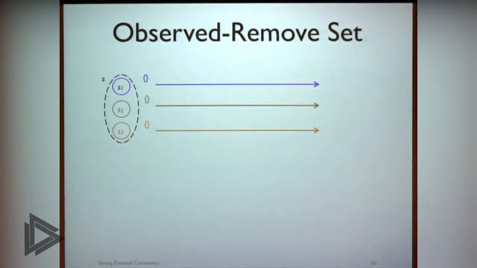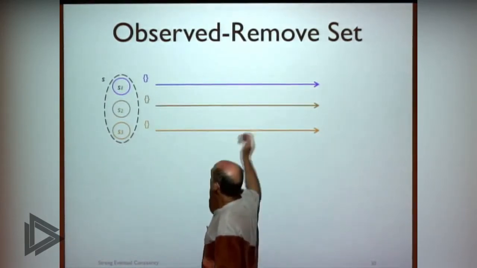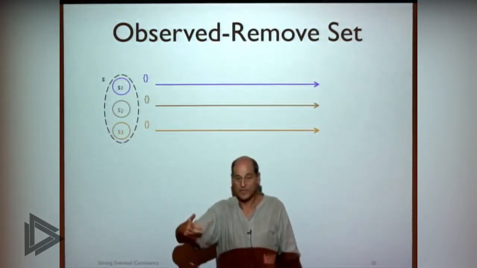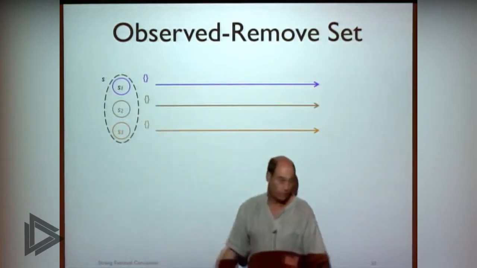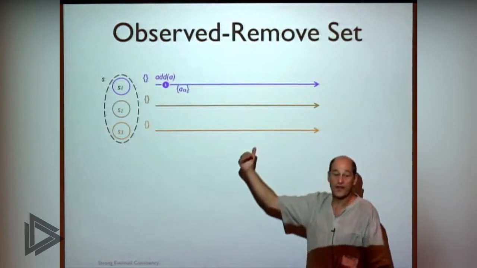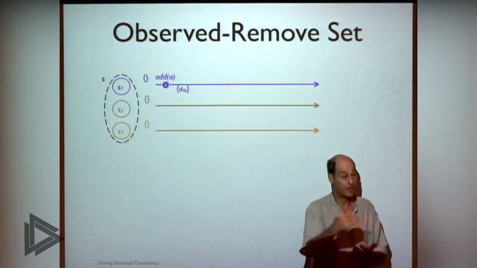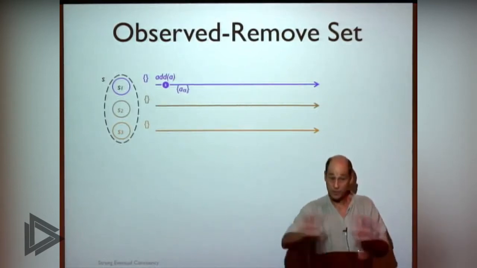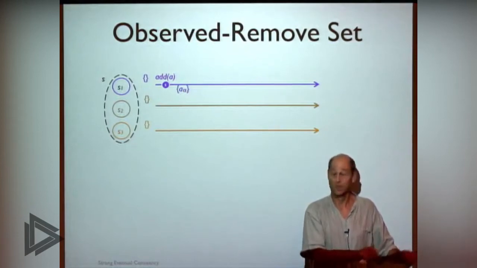So let me give you an example execution to understand how this works. We'll start with an initial state where all the replicas are empty. The first replica is going to add some element A. In the interface, it's a set, so if I add A 10 times, I still have only one A. And if I do a remove, it's gone, even though I did 10 adds. That's the semantics I want.